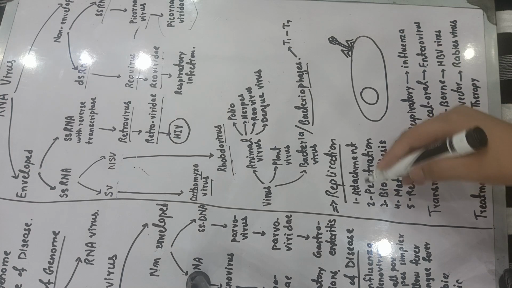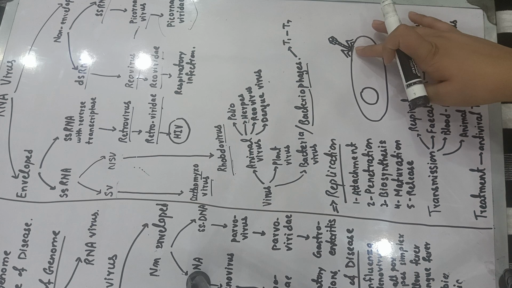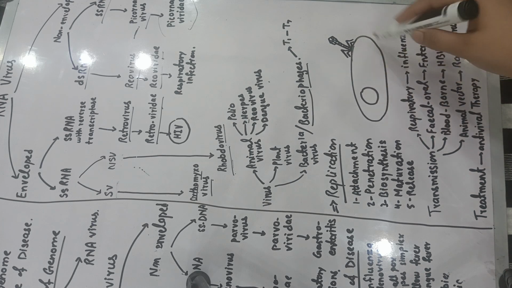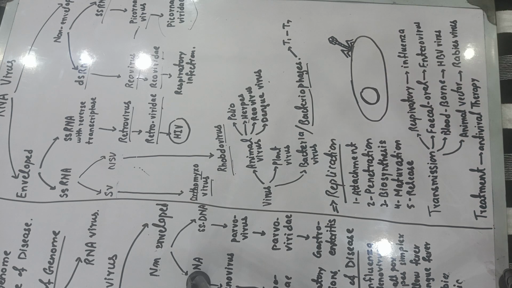Now lastly we will discuss the replication of viruses. The first process is attachment. The bacteriophage is going to attach to the bacterial cell. This is the bacterial cell wall and this is the bacterial chromosome. The first step is attachment, so it gets attached to it. A weak union occurs between them, a chemical attraction.